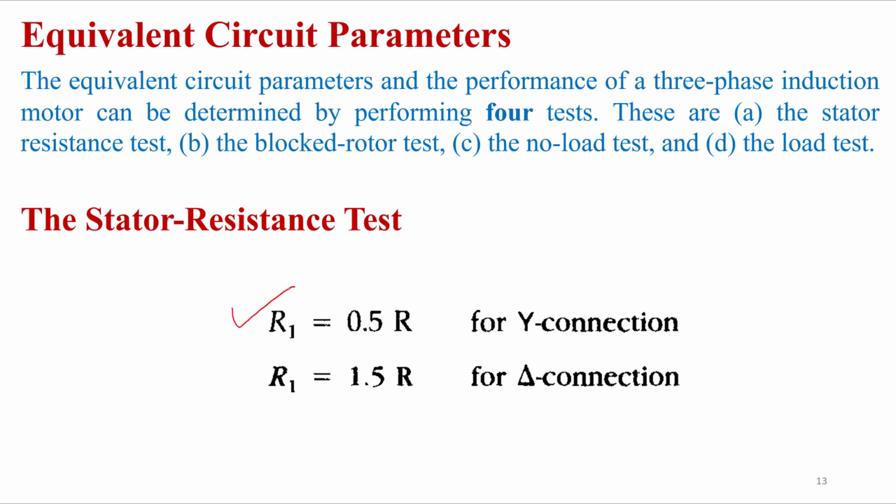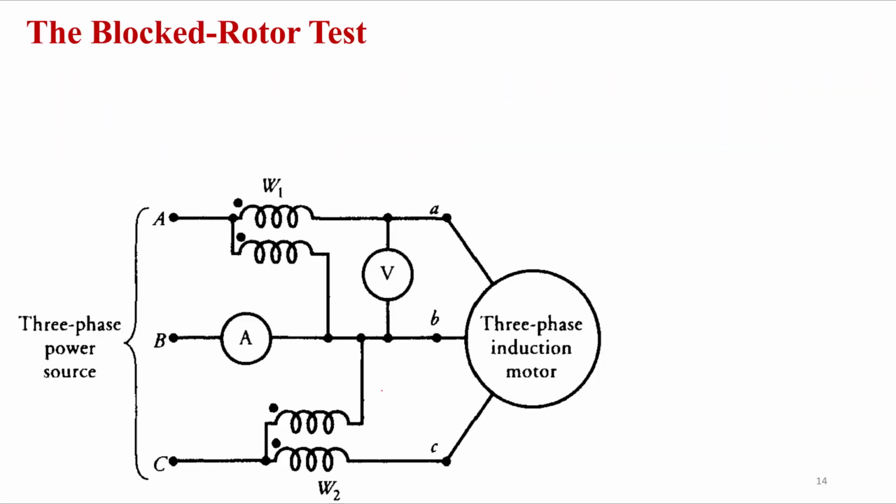If it is Y connected, and your measured value is R, then for a Y connected motor, R1 will be 0.5 into R. Okay, and for delta connection it will be 1.5 into R. I hope everybody understands this. Now for the Blocked-Rotor test, this is your machine.